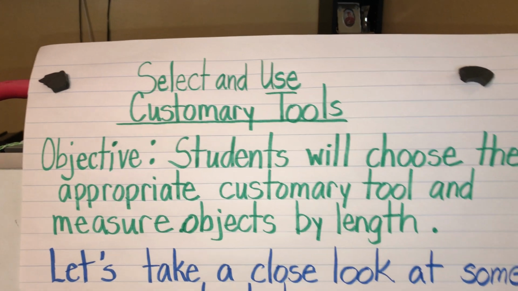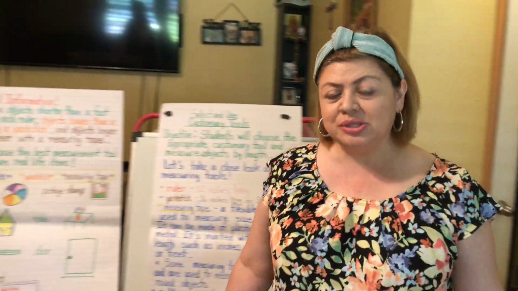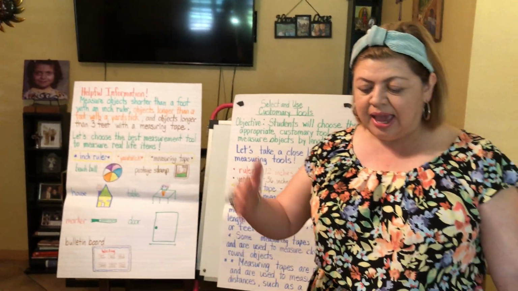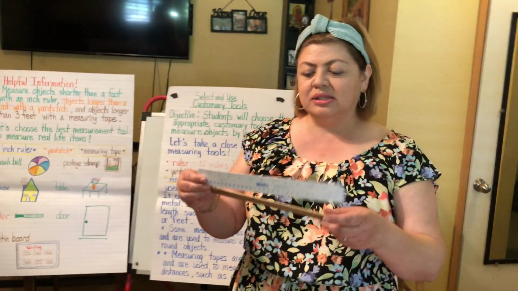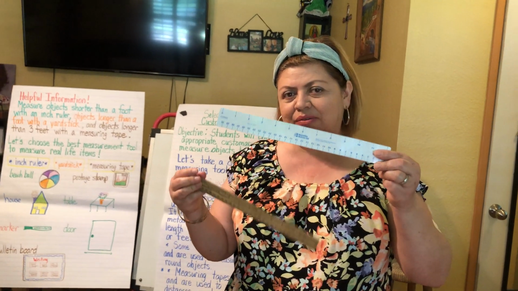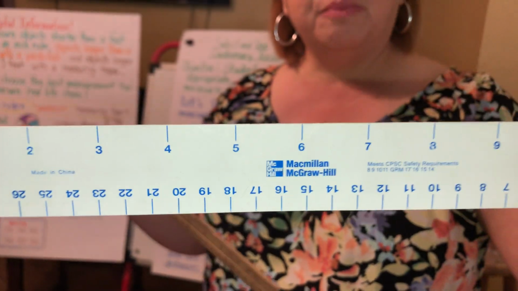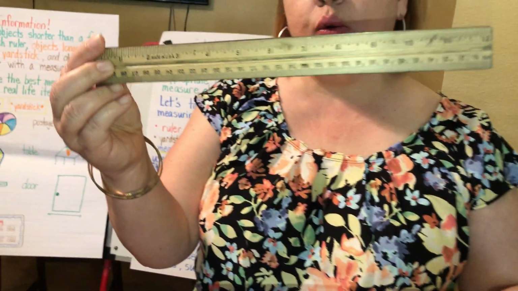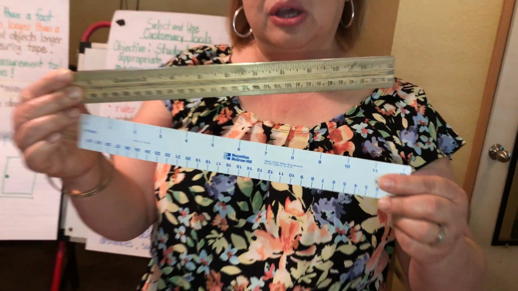We're going to take a close look at some measuring tools. So we've already introduced a few measuring tools, and we're going to look at those again. If you remember, we talked about our ruler, our handy dandy ruler. You may have a school ruler like this that I gave you, or perhaps you have a wooden ruler. And we practiced measuring inches with the ruler.